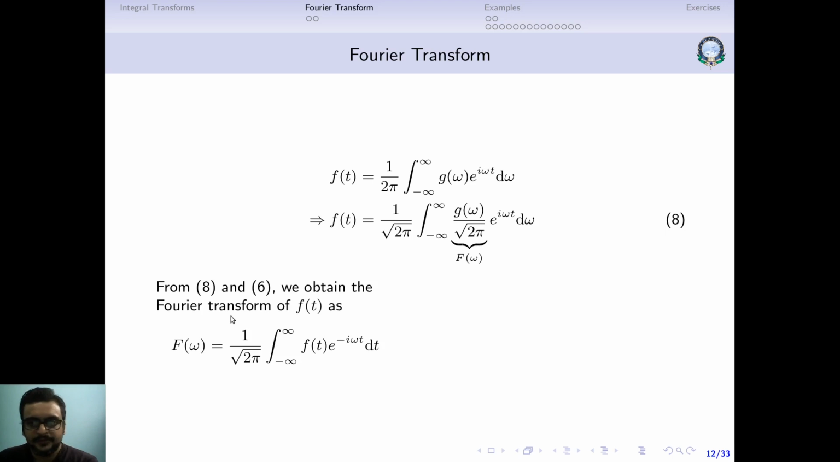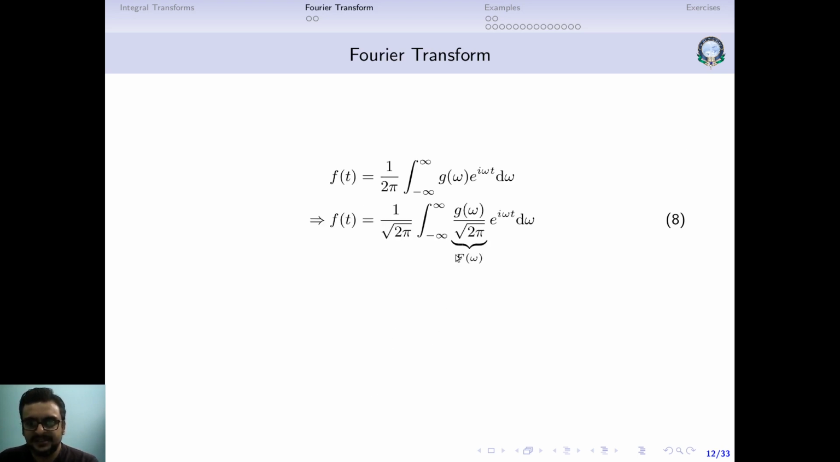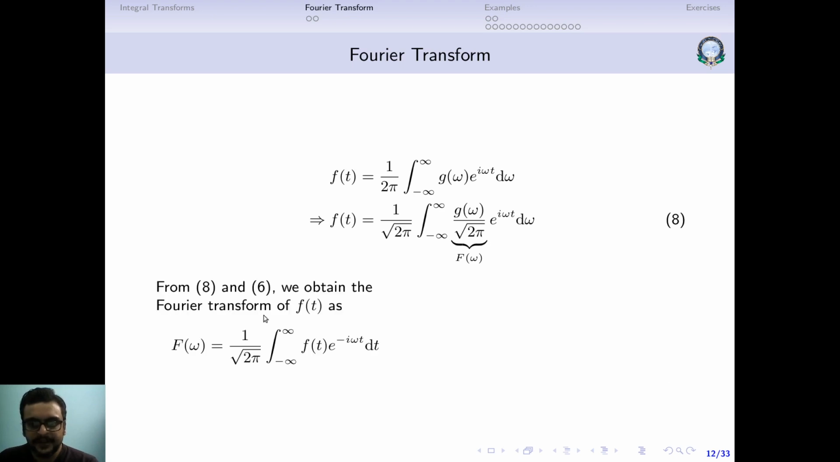So from equation number 8 and equation number 6, this is equation number 6. Equation number 6 is this. It gives me what is g of omega. And we say that f of omega is g of omega by root 2 pi. So you just substitute g of omega from equation number 6 and divide this by root 2 pi. That gives us the Fourier transform of f of t, that is, f of omega is equal to 1 by root 2 pi integration minus infinity to plus infinity f of t e to the power minus i omega t dt. This gives us the Fourier transform of this f of t.